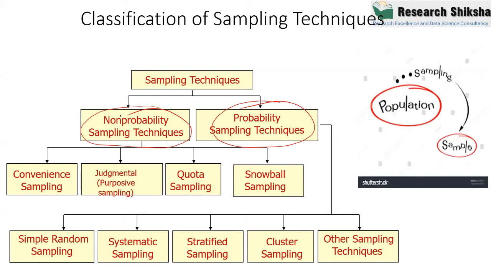So we define the probability sampling technique as a method where the probability of each and every unit in the target population to be part of the sample is equal. If the probability of the units in the target population to be part of the sample is equal, then this is called the probability sampling technique.